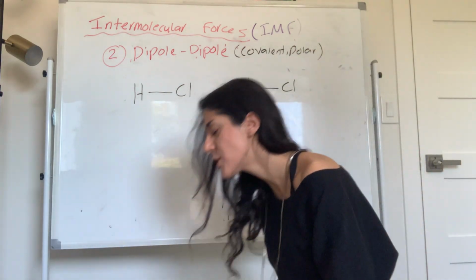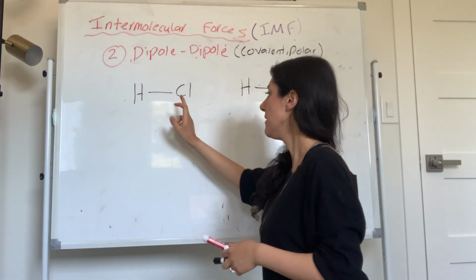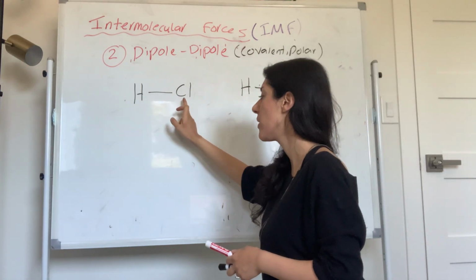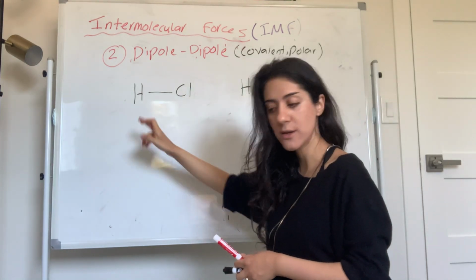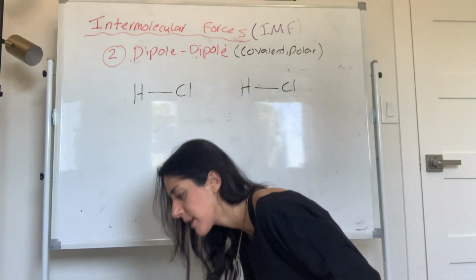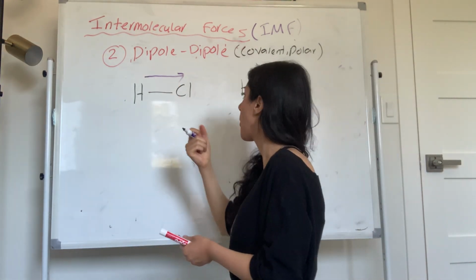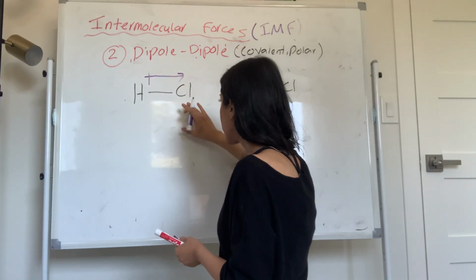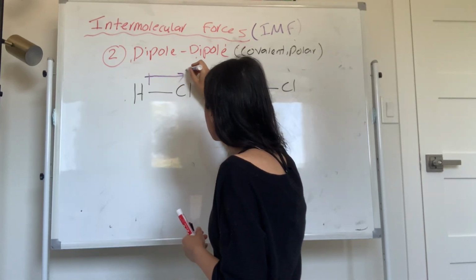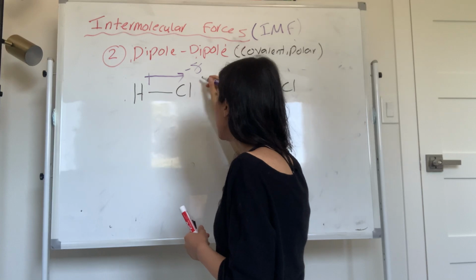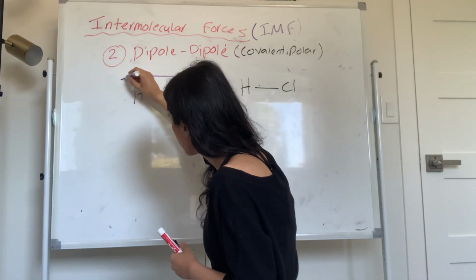Now, why is that? Let's check this out. Cl has a higher EN value, it is more electronegative than hydrogen. What that means, as we just talked about a minute ago, is that Cl is going to pull the electron toward itself, right? And that means Cl is going to get a partial negative and hydrogen is going to be partial positive.